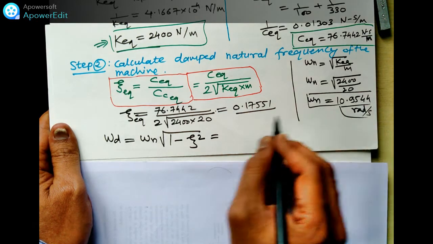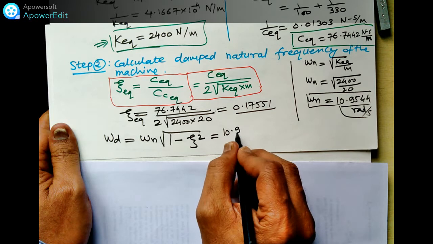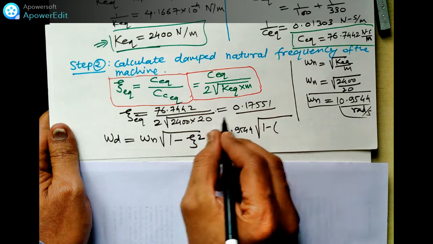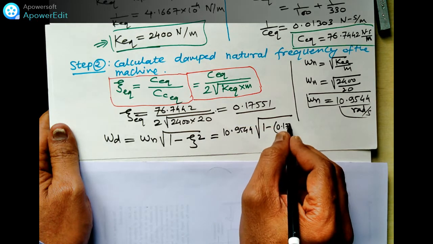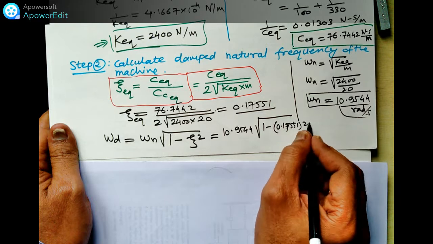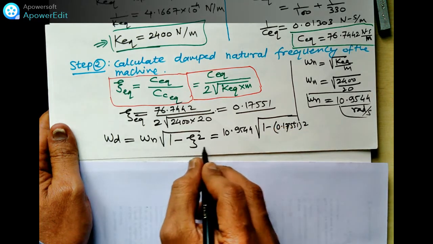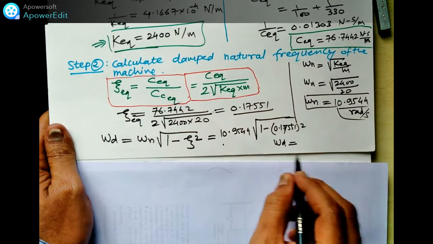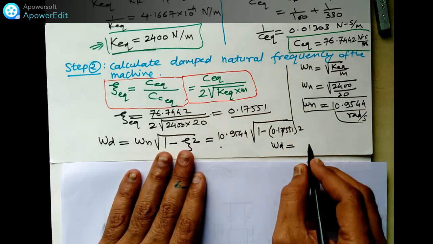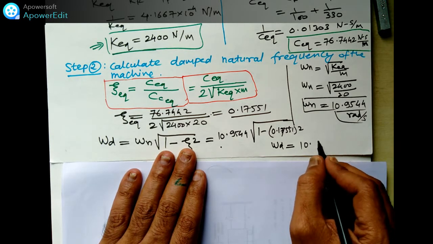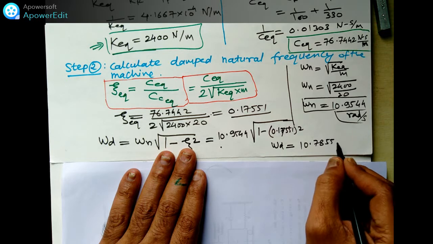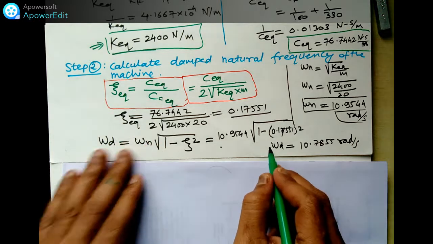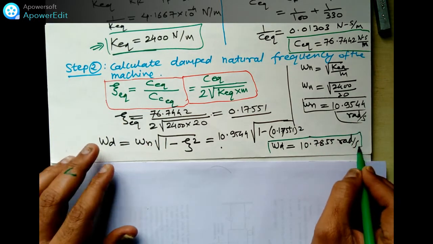The value of omega n is 10.9544, multiplied by under root of 1 minus 0.17551 square. This gives the damped frequency, which is 10.7855 radian per second. So this is the answer for this numerical, that is the damped frequency, and this is the natural frequency.